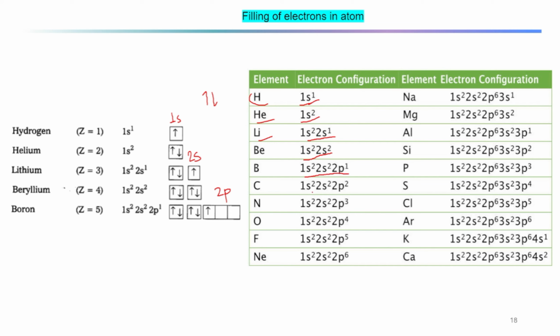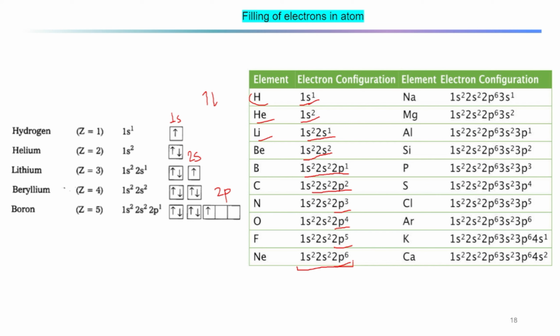In case of carbon, we have 1s2, 2s2, 2p2. In case of nitrogen, it will simply become 2p3. In case of oxygen, it will become 2p4. In case of fluorine, it will become 2p5. And in case of neon, it will become 2p6. Now, in this case, 1s2, 2s2, 2p6, total electrons are 10, and it is an inert gas element.